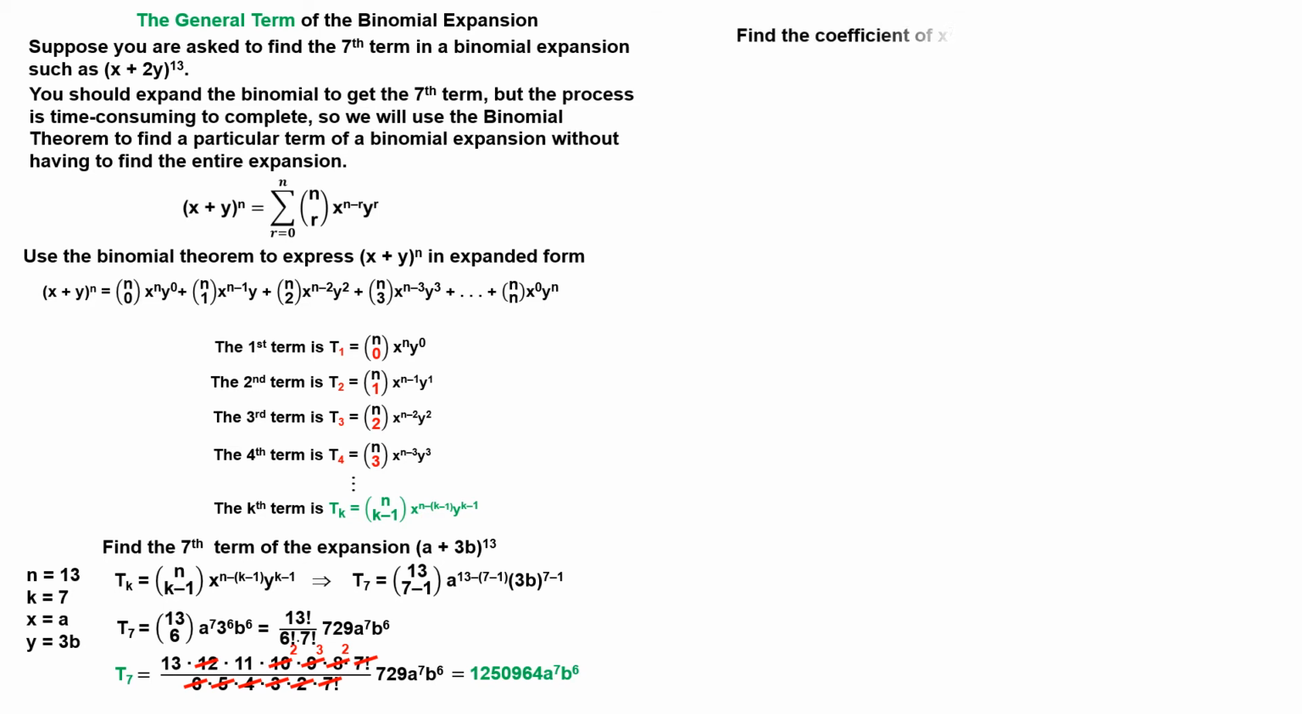Find the coefficient of x to the power of 7 in the expansion. To begin, we write the general term formula. Replace n with 6, x with 2x squared, and y with minus 3x. Now let's rewrite the general term formula.